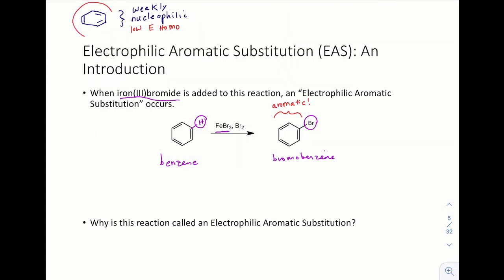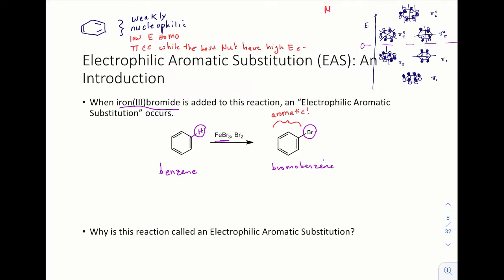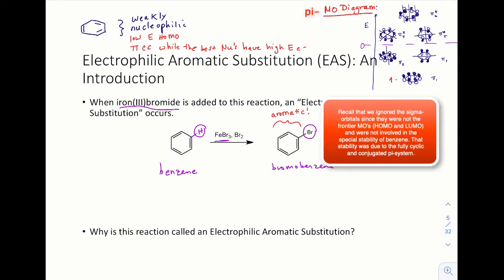Right? The most reactive nucleophiles would have high energy electrons to donate. Benzene, these pi electrons, they're low energy. Recall the molecular orbital diagram for benzene. The three occupied molecular orbitals, pi 1, pi 2, and pi 3 for benzene are quite low energy. Pi 2 and 3 represent the degenerate highest energy occupied molecular orbitals for benzene, and they are low energy. So benzene is weakly nucleophilic.